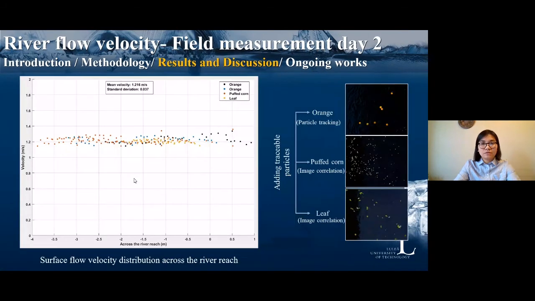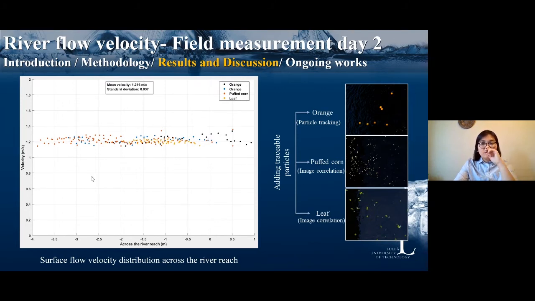And this one is the result of measurement day 2. Similar to measurement day 1, we used oranges, cross leaf, and also popcorn as the seeding particles. It should be noted that for the images with the oranges, we used the feature detection and tracking method for image analysis, and for the remaining images of cross leaf and popcorn, the image correlation technique was applied.